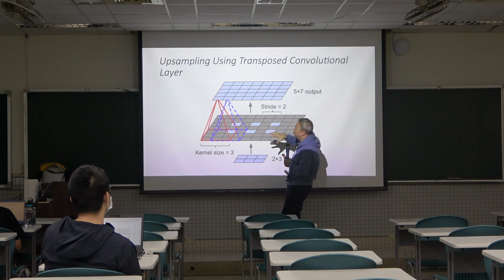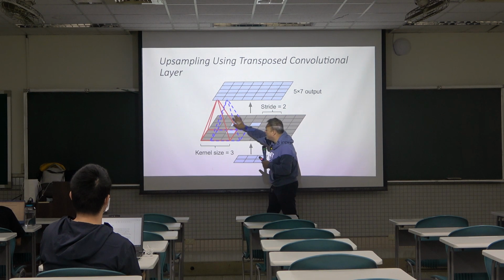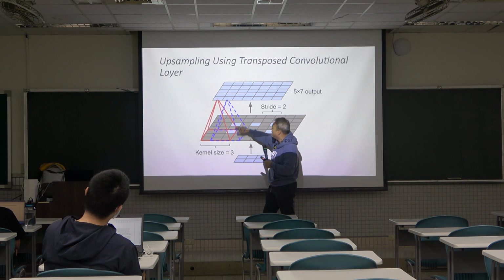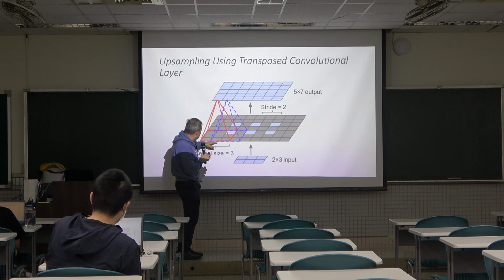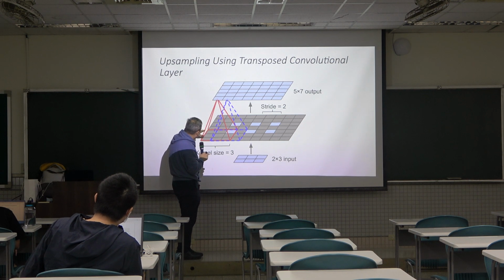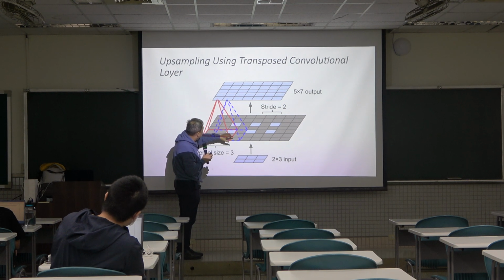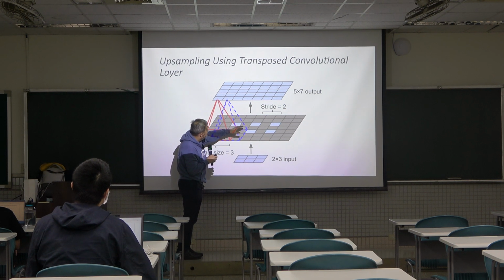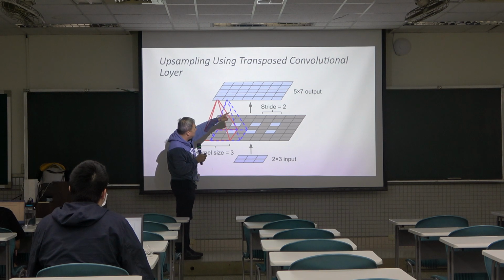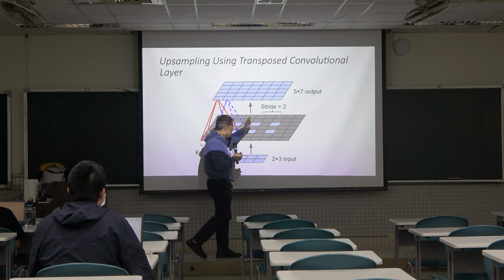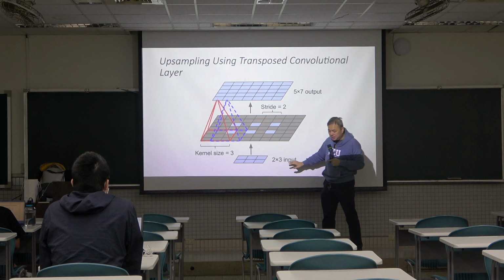But in the transpose convolutional layer, on this layer, we apply a kernel size of 3 by 3. We use a filter to calculate the value of this area and put it here, and so on, and then this is going to be the output. It's going to be a 5 times 7 output. You can see this output is still much bigger than the input, right?